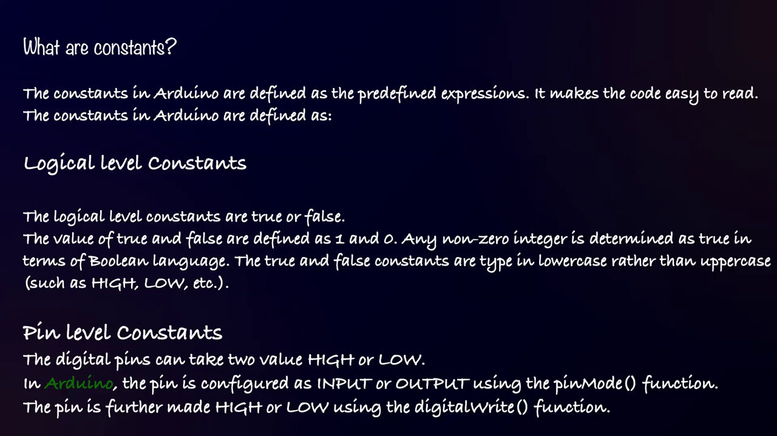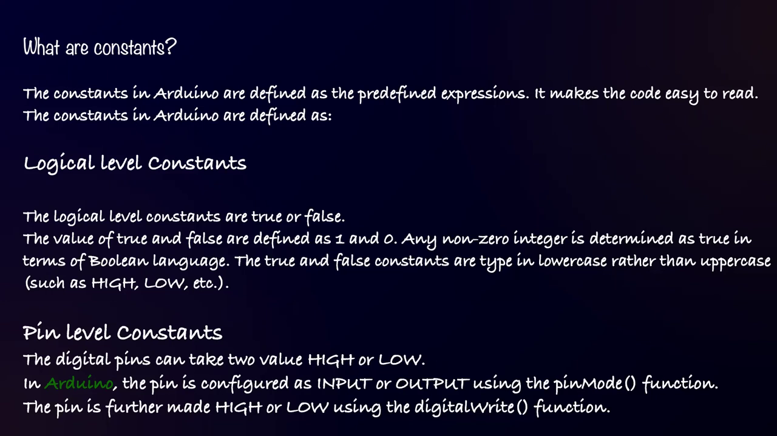But try to understand the purpose of a constant in Arduino code: to make the code easy to access, easy to read. If anybody sees the code, it will not be a complex structure or a complex set of instructions for them. What you are doing is making it very easy.